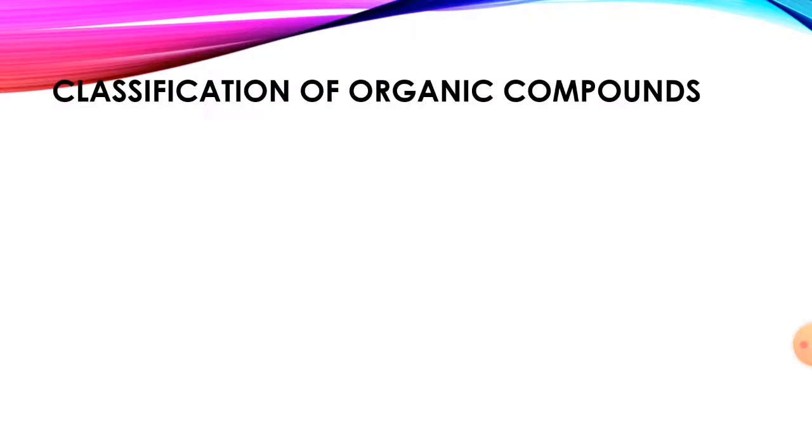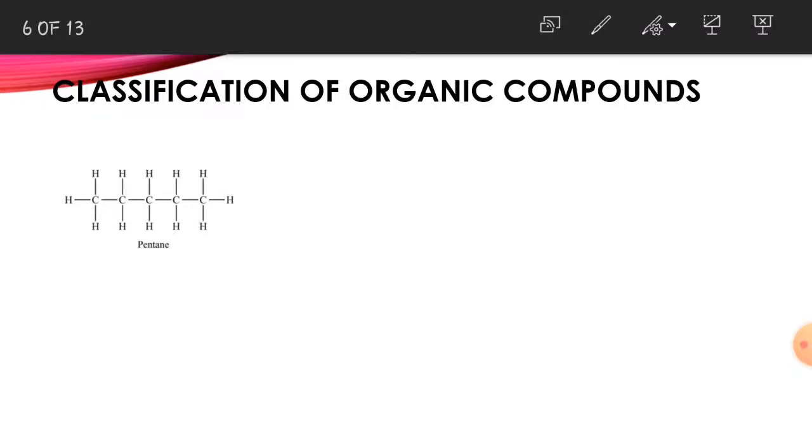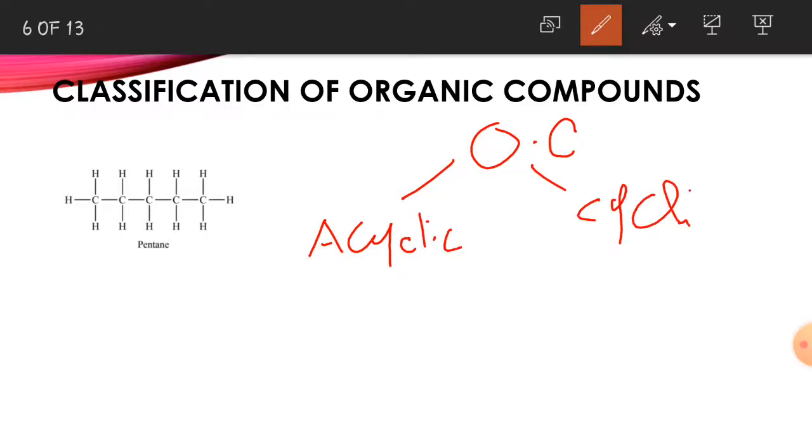Now we will do an activity related to the classification of organic compounds, and we have read this topic in our previous lecture. So let's revise certain concepts. First structure is the structure of pentane. You have read about the classification of organic compounds, and before applying that classification, let's revise how the organic compounds are classified. Organic compounds are mainly classified into two groups on the basis of carbon skeleton. What were those? Acyclic and the cyclic ones.